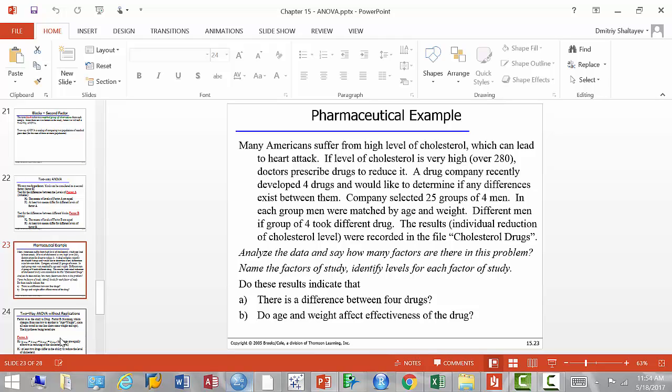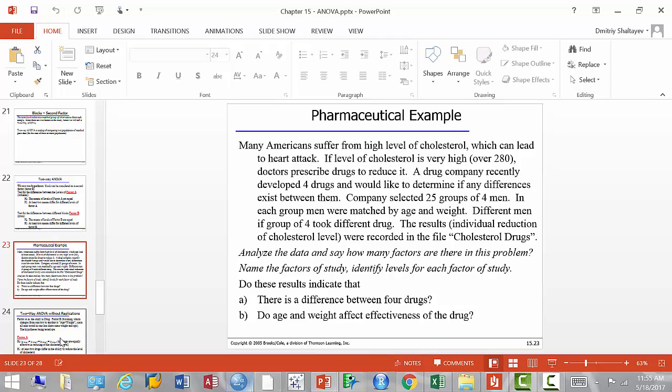That's good. So a drug company recently developed 4 different drugs for cholesterol reduction, but they're not sure if these drugs are the same or some are more effective than others. Who knows, right? So here's what they did. They selected 25 groups of 4 people. Okay? In each group, person number 1 took drug number 1. Person number 2, drug number 2, 3, drug number 3, and 4, drug number 4.